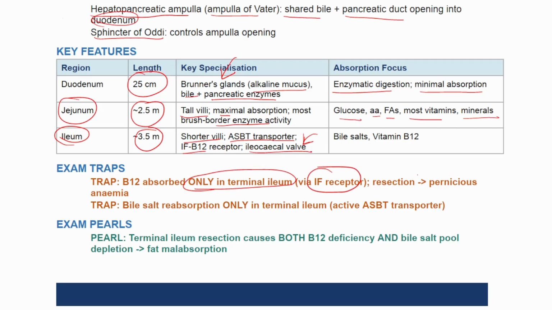Any distal resection, that means if you remove the distal part of the small intestine, it will lead directly to a total halt in absorption and it will cause pernicious anemia as a result.